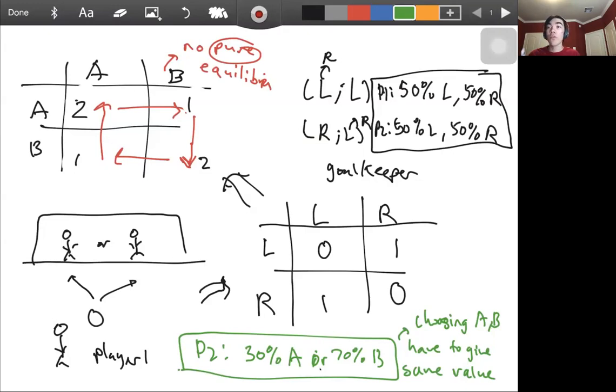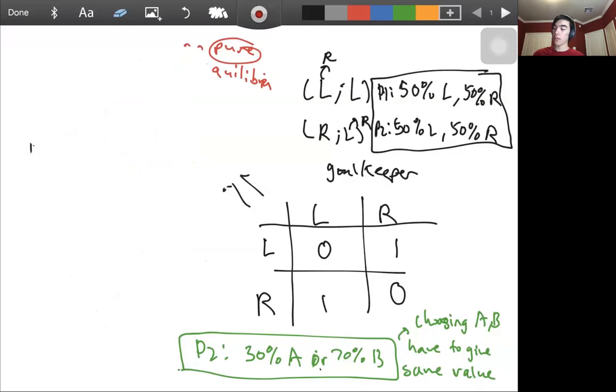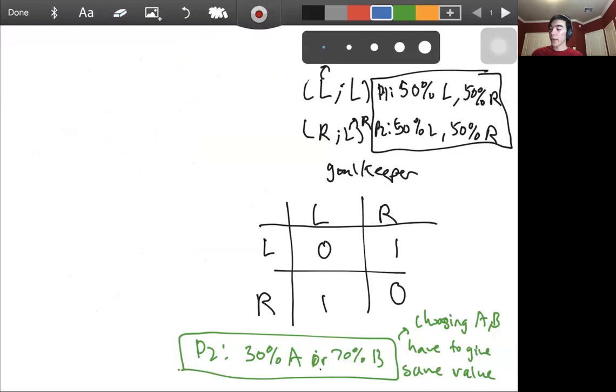So if we actually want to look for mixed equilibria solutions, we can do this cheaty thing where we set the expected output for two options to be the same thing. So how do we do that? First, we're going to assign variables. Let's say player 1 has a p probability of choosing left and a 1 minus p probability of choosing right.